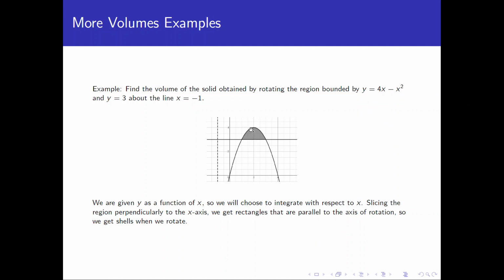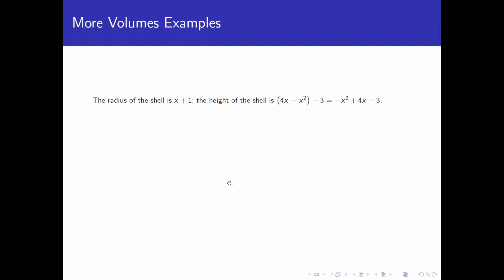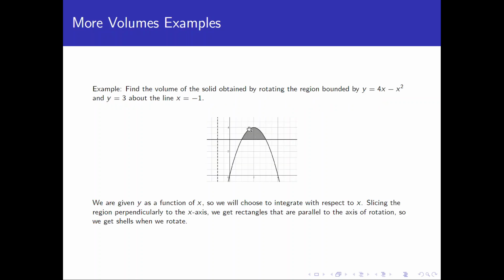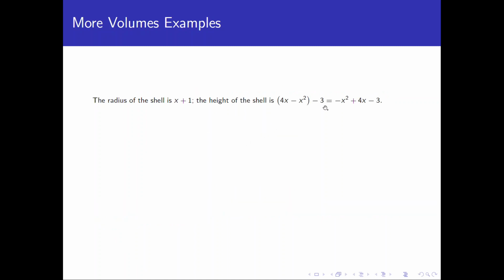That means we're going to slice perpendicular to the x-axis. That creates rectangles that are parallel now to their axis of rotation. So it's a shell method. Shell method requires a radius and a height. The shell goes from x to -1, so x minus a -1 gives you x plus 1. The height of the shell would be the height of the rectangle imagined in here, 4x minus x squared minus 3. Or, excuse me, minus 3, not minus a -3.